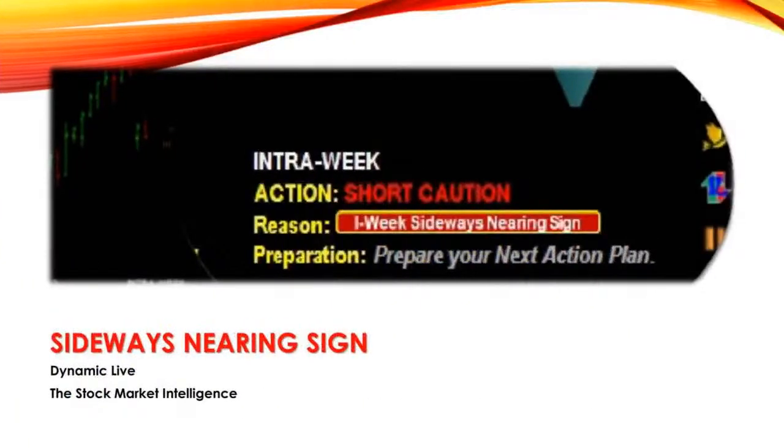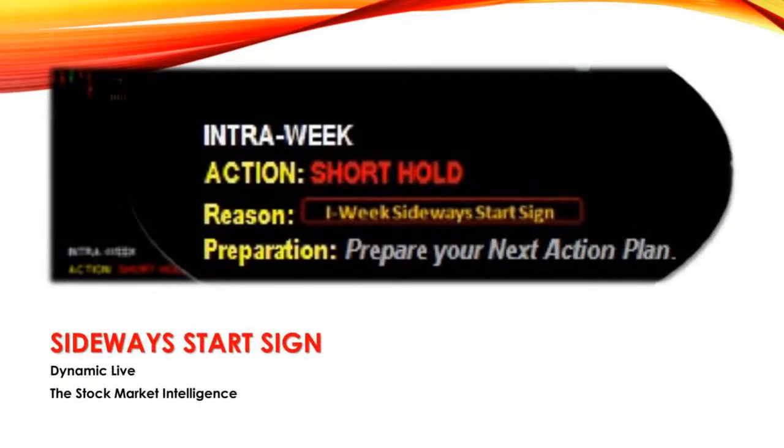So in the real-time market, when the price is fluctuating, at some point here in the reason it will be written, sideways nearing sign. So it is telling you much in advance that sideways movement is about to start. Be careful, it is nearing. And later the information changes to sideways start sign. And once it says sideways start sign, now you know that the sideways movement has started. And you also know that it is going to do a lot of up and down movement frequently now.